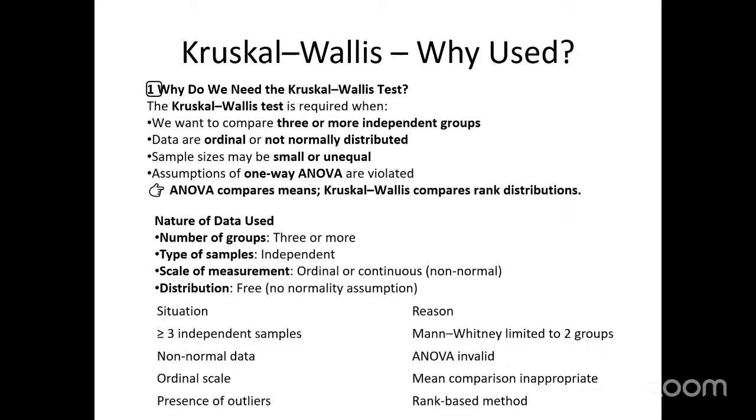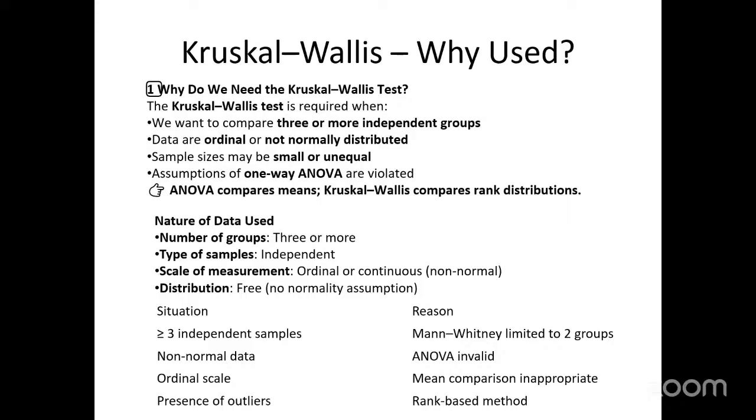In the Mann-Whitney test, we were dealing with independent groups, but there were only two groups. In Kruskal-Wallis, we can have three or more groups. It is essentially the non-parametric version of one-way ANOVA, just as the Mann-Whitney U test compares two groups, Kruskal-Wallis is used when we have three or four or more groups.